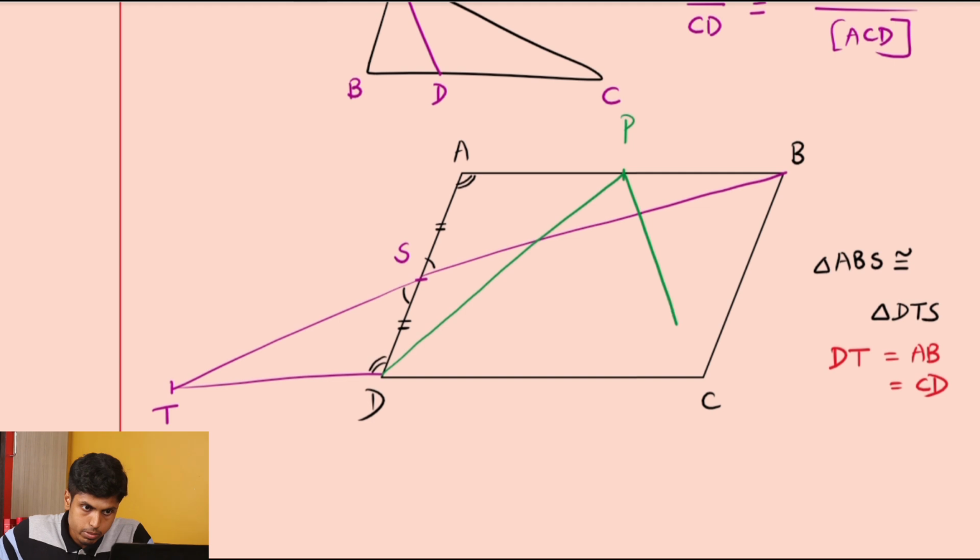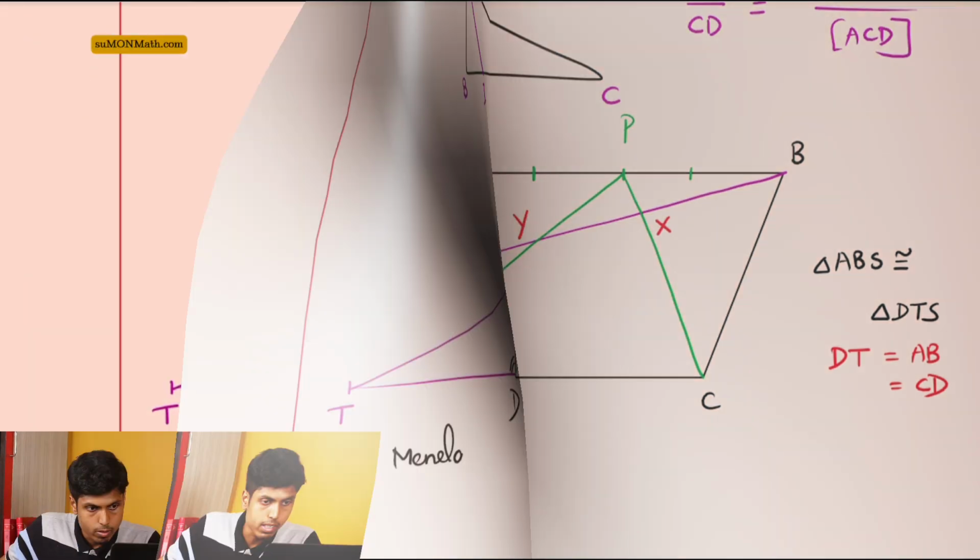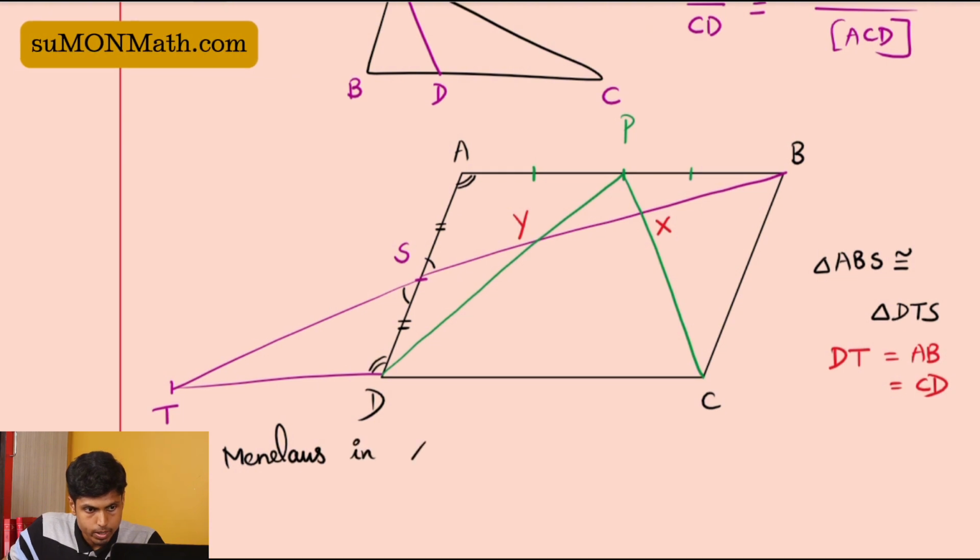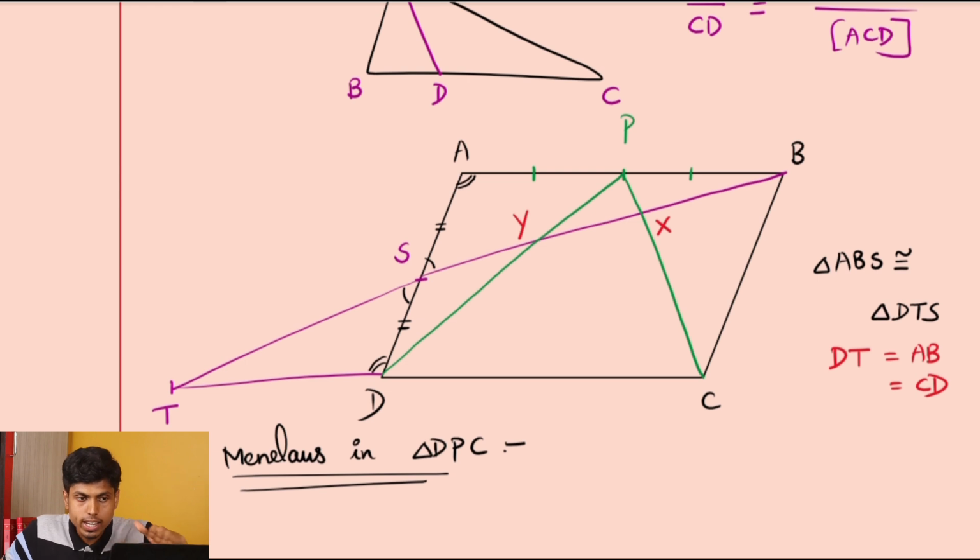You will get something like this. AP equals BP. Let BS intersect CP at R, and maybe not R, let's call it X, and DP at Y. Consider Menelaus in triangle DPC. Let's take a closer look. Notice that X, Y and T are collinear points on the sides of triangle DPC. We assume that T, though external, lies on the line CD.